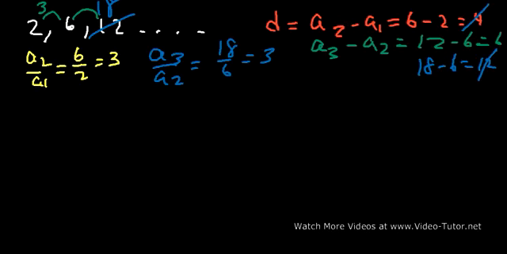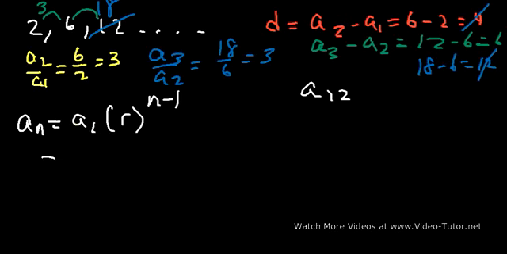So now let's say you want to find the 12th term. You can keep multiplying by 3 if you want, but that's going to take a while unless you have a calculator. But let's use the formula to get this one. The formula that we need is a of n is equal to a of 1 times r raised to the n minus 1. So plug in the first term, which is 2, and replace r with the common ratio. So that's the general equation.